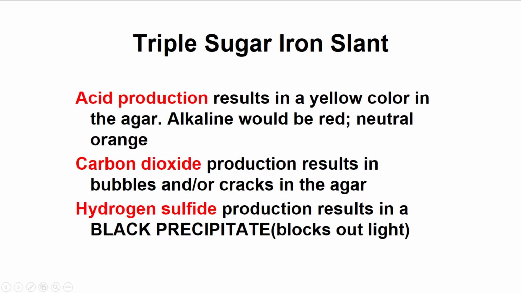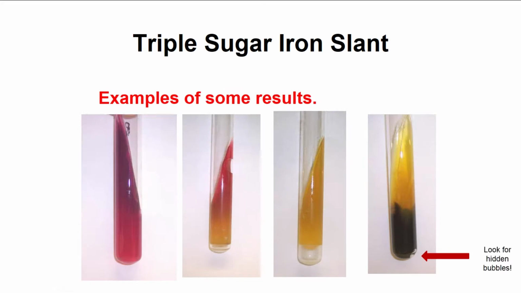Carbon dioxide, in this case, looks like bubbles in the agar or cracks. Sometimes it'll break the agar apart or kind of push it up out of the tube, so keep a sharp eye out for that. And last one is hydrogen sulfide, which is black precipitate. This is black precipitate. You can see right here, it's very, very dark. It'll actually block out the light.